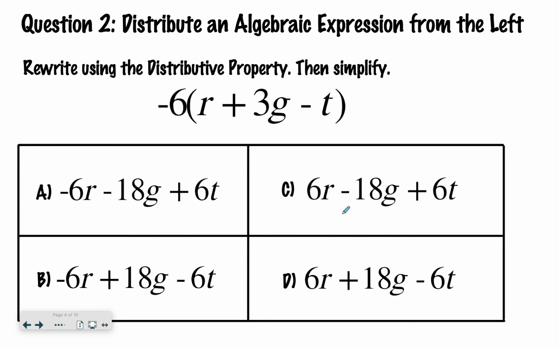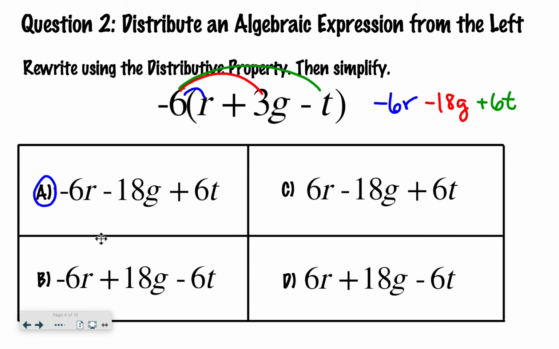I want you to do this one on your own. Rewrite using the distributive property, then simplify. Okay, so negative 6 times the quantity of r plus 3g minus t. So you have letter A, B, C, or D. Go ahead and figure out which one is the correct answer. Good luck.